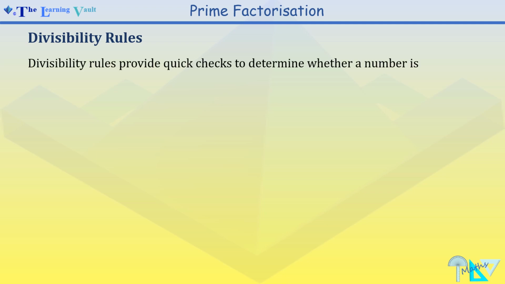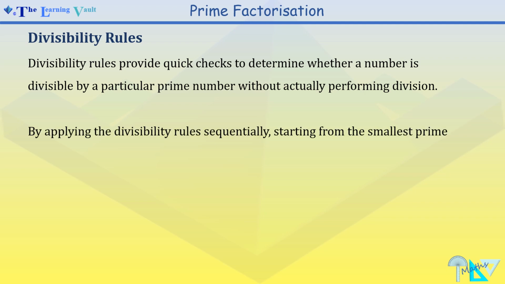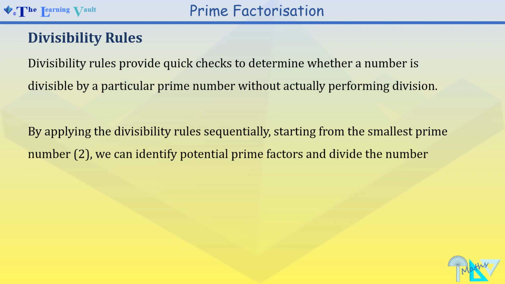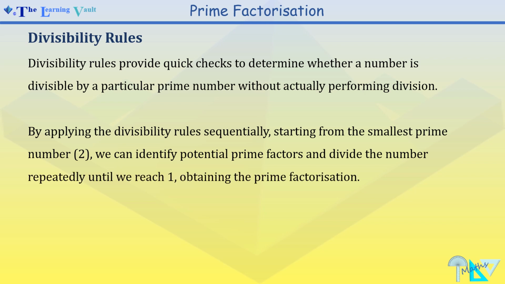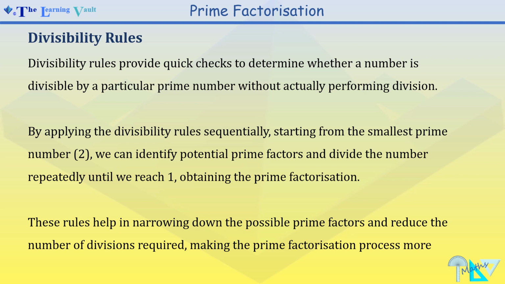The divisibility rule provides a quick check to determine whether a number is divisible by a particular prime number without actually performing division. By applying the divisibility rule sequentially, starting from the smallest prime number 2, we can identify potential prime factors and divide the number repeatedly until we reach 1, obtaining the prime factorization. These rules help in narrowing down the possible prime factors and reduce the number of divisions required, making the prime factorization process more efficient and systematic.